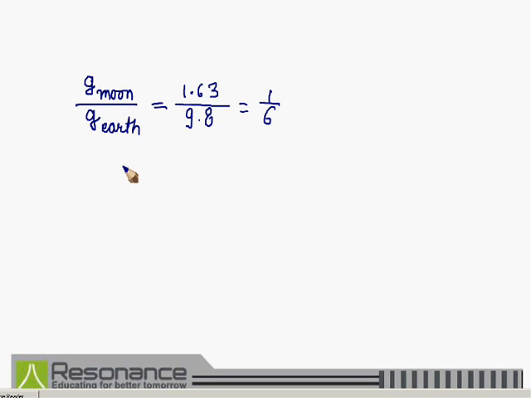Now, as we compare the acceleration due to gravity on the surface of the moon with the acceleration due to gravity on the surface of earth, then 1.63 upon 9.8, so we get g moon equals 1 by 6 times the acceleration due to gravity on Earth's surface.